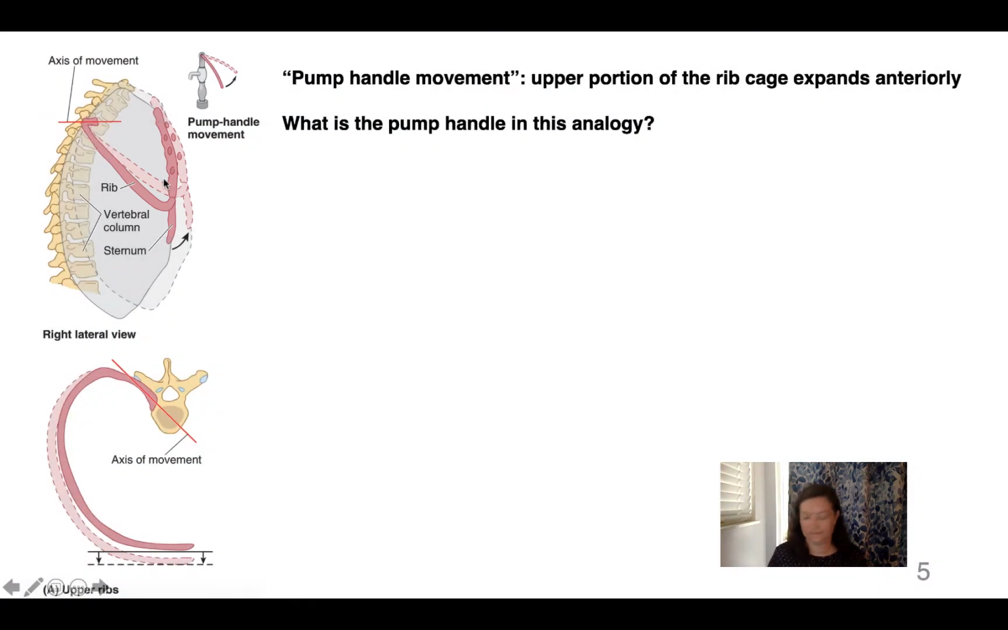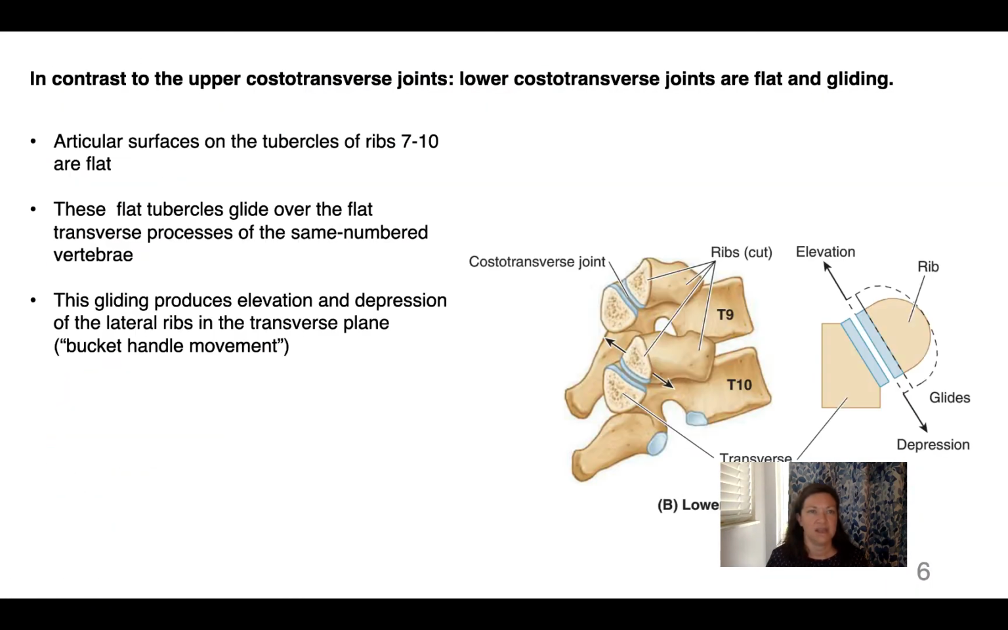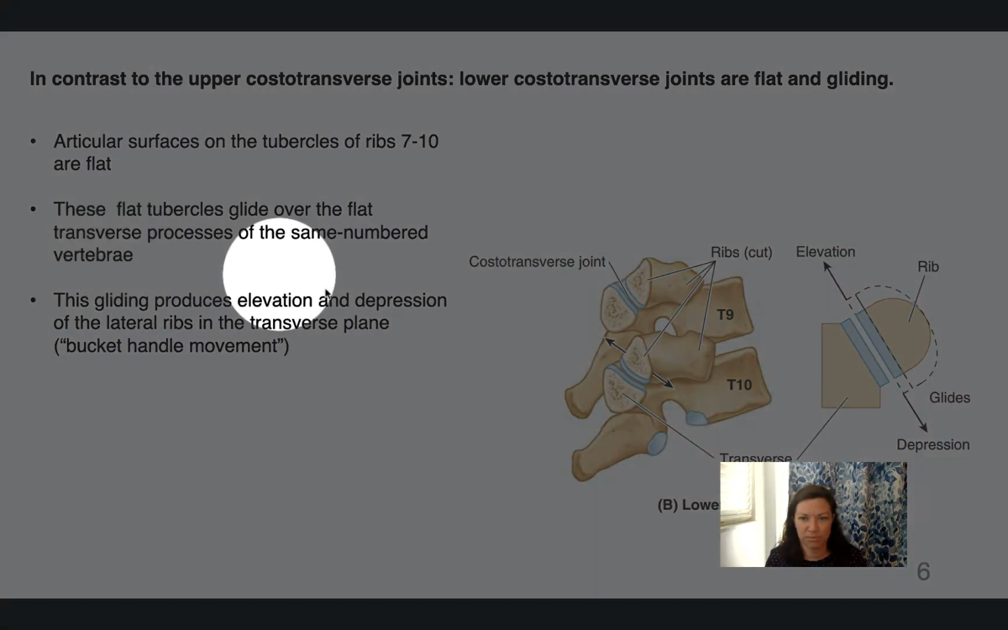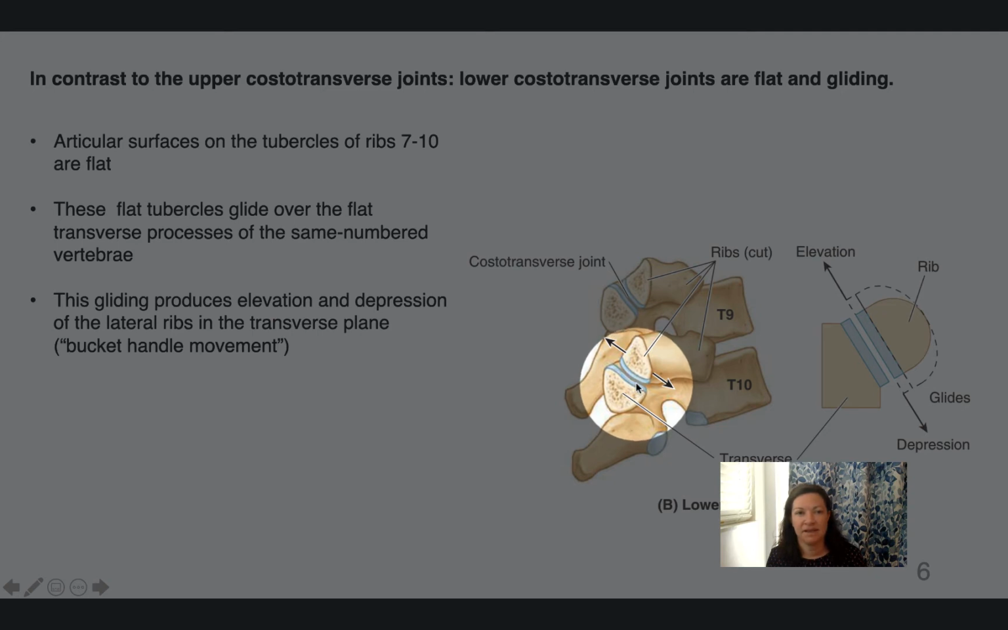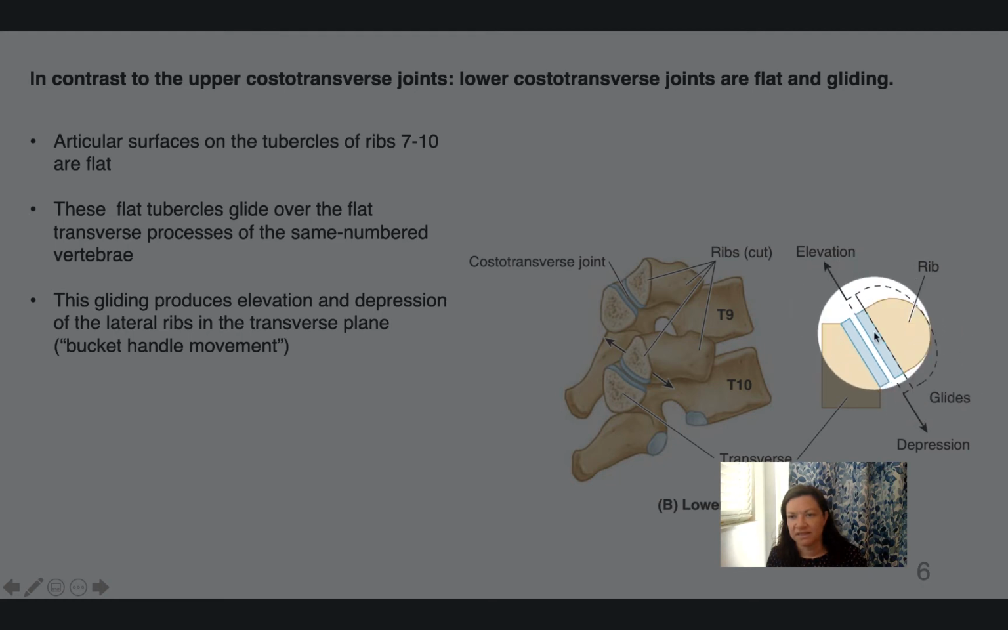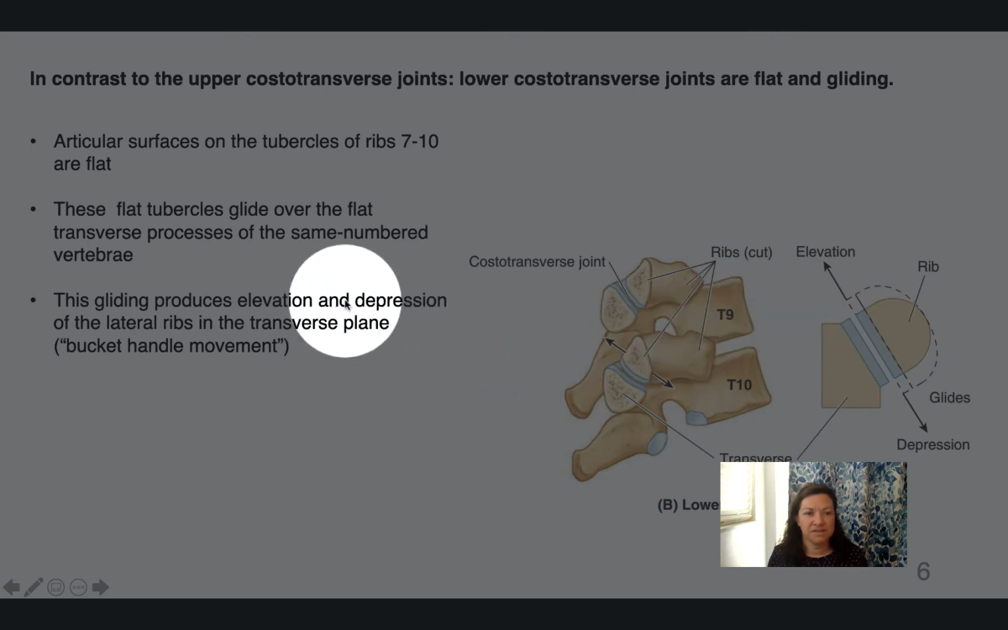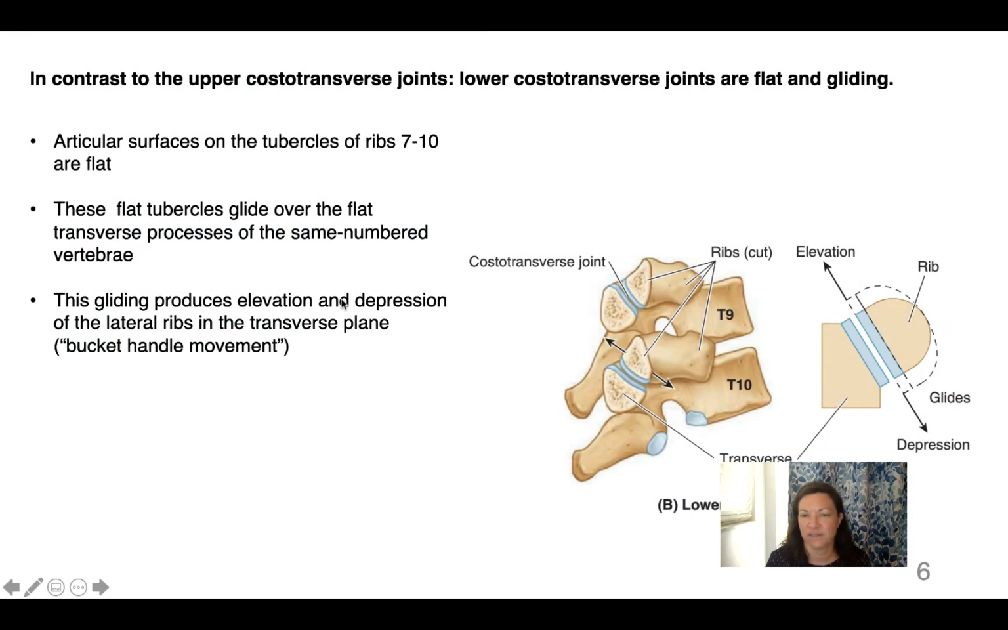Now, in contrast, the lower costotransverse joints are gliding joints. So the articular surfaces on the tubercles of ribs 7 to 10 are flat, and these flat tubercles glide over flat transverse processes of the same numbered vertebrae. And so rather than rotating at that joint, these ribs essentially glide over the transverse processes. And what this motion produces is primarily expansion of the lower thoracic cage in the transverse or horizontal plane. And we call this the bucket handle movement.